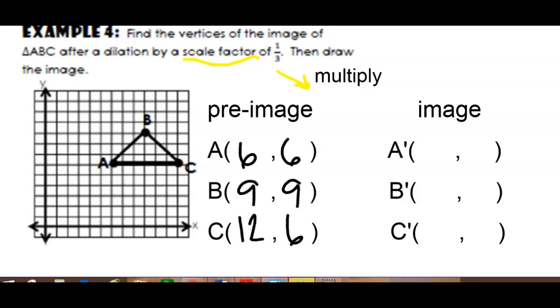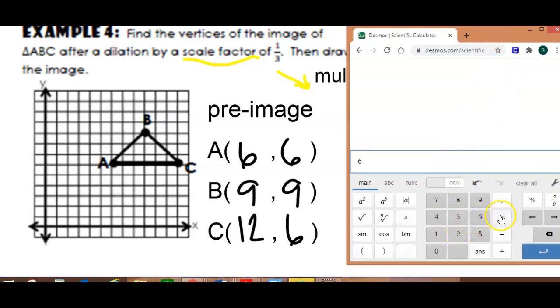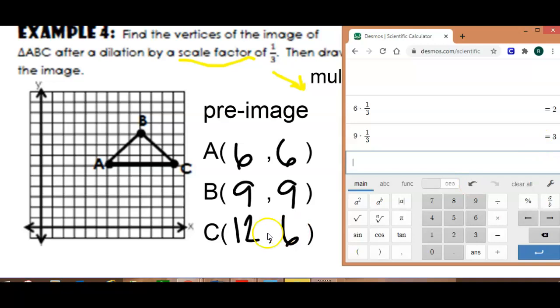All right, so we are going to multiply, and we're going to take these items, let me clear it all out, and we're going to multiply it by a third. So 6 is our first point, times 1/3, and it already tells me it is 2. So I know that first one's going to be 2, and that other 6, again, is going to be 2. So let's do our next one. All right, so I've got 9, and then times 1/3, and it's 3. So it'll be 3 and 3.